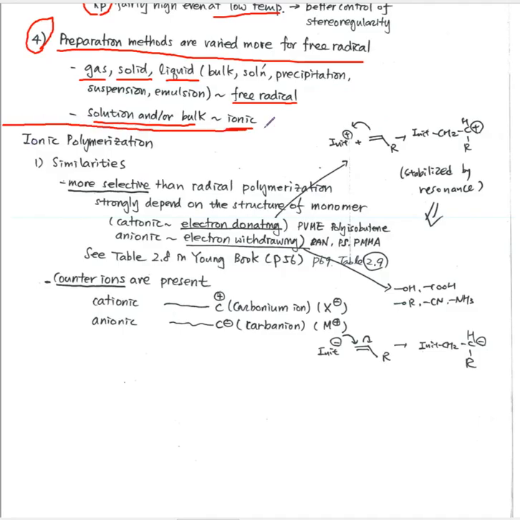So from here, ionic polymerization. There are two different kinds, cationic and anionic. Okay. So let's first see the main features, their similar features and their differences. First one, similarities. Ionic polymerizations are much more selective than free radical polymerization, which means that we cannot really use any chemical structures to make polymers.